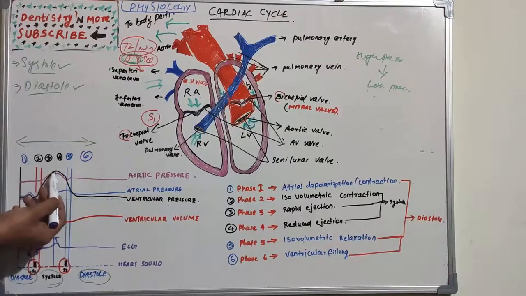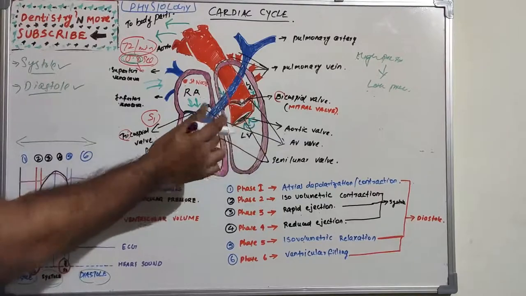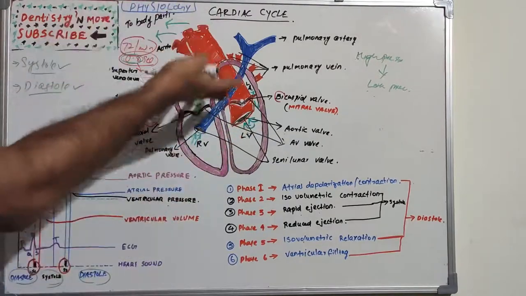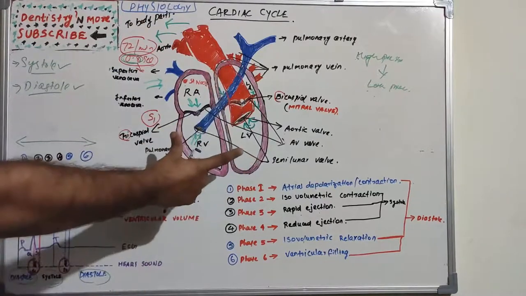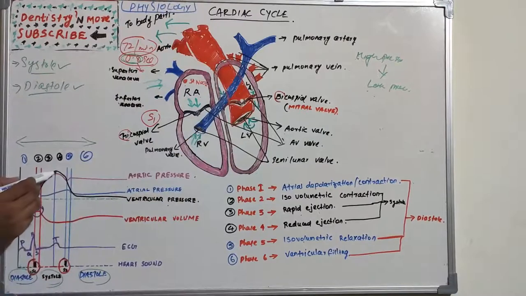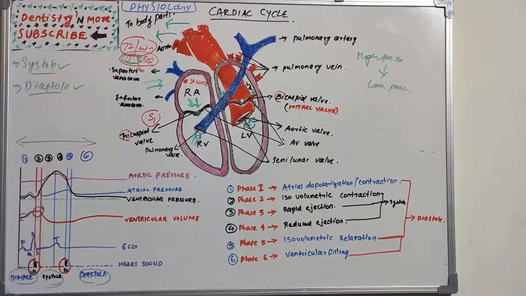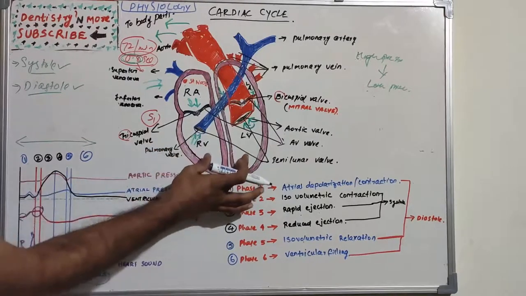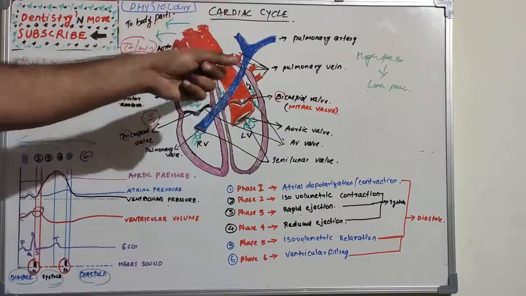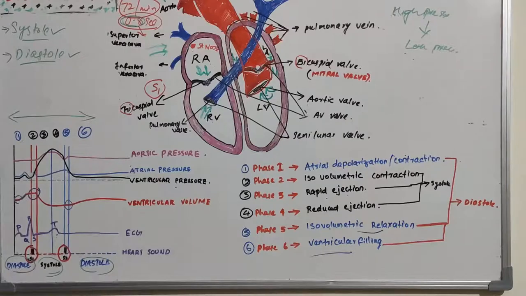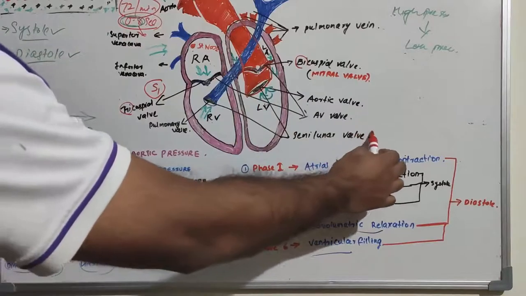So after that, what happens? After that, the blood goes into these two arteries, and the pressure starts decreasing. That is this line. The fourth phase is the reduced ejection. The ventricular pressure slowly decreases, and the blood flow also starts decreasing, because the blood in the ventricle is going to the pulmonary artery and aorta. And during this phase, we get the second heart sound, S2. The second heart sound is the closure of these semilunar valves.